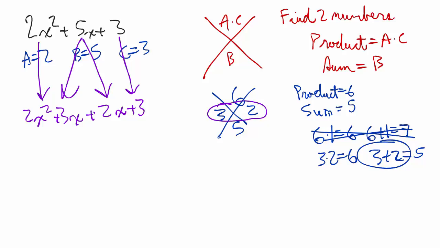Then what do we do? Well, we factor by grouping. I'll show you what I mean by that. We're going to take these first two terms, 2x squared plus 3x, and factor out what's common to both of those. I believe that's an x. So we're left with 2x plus 3.